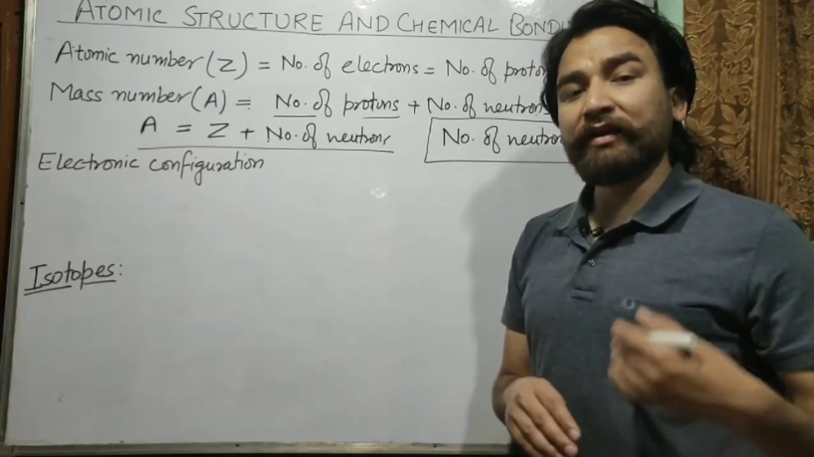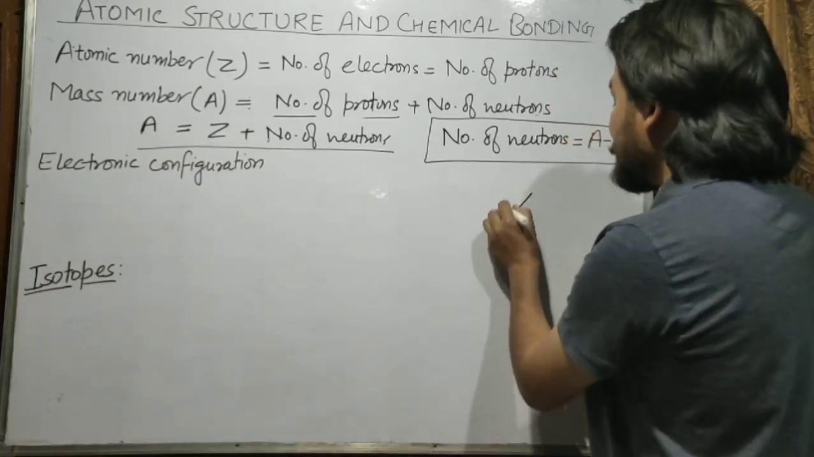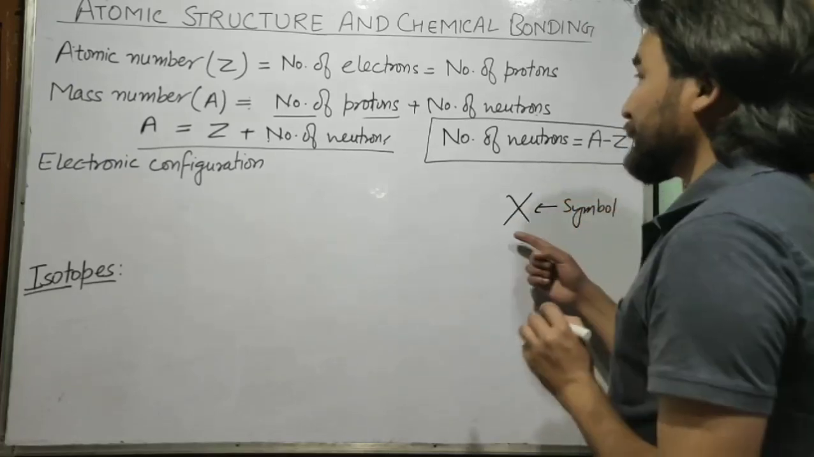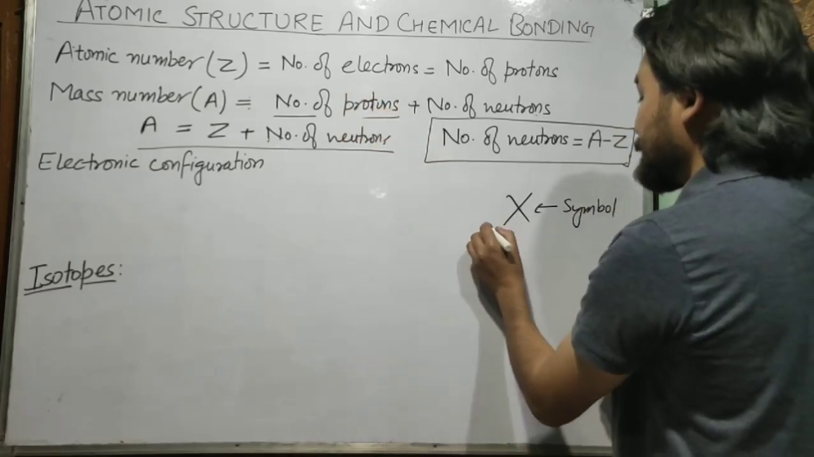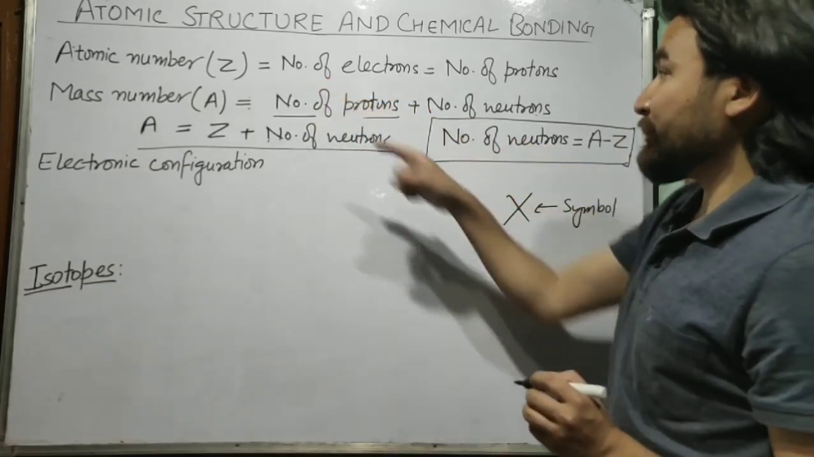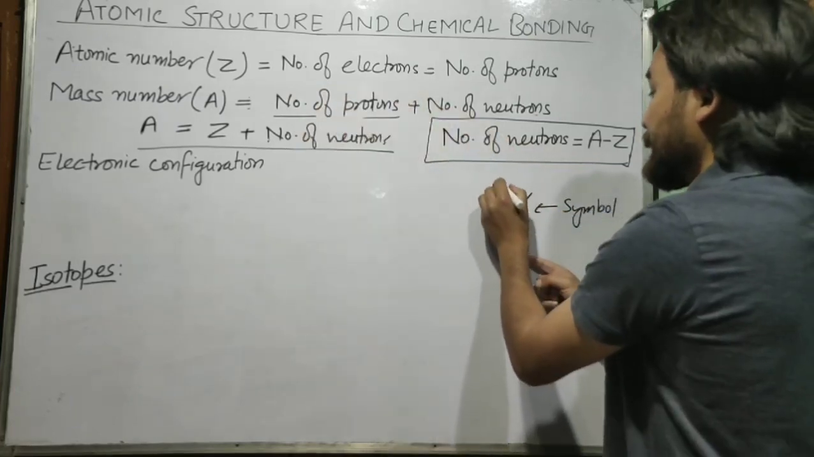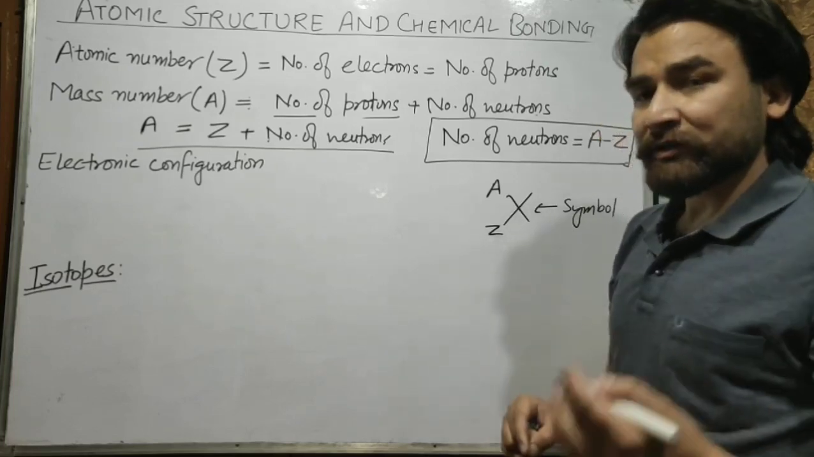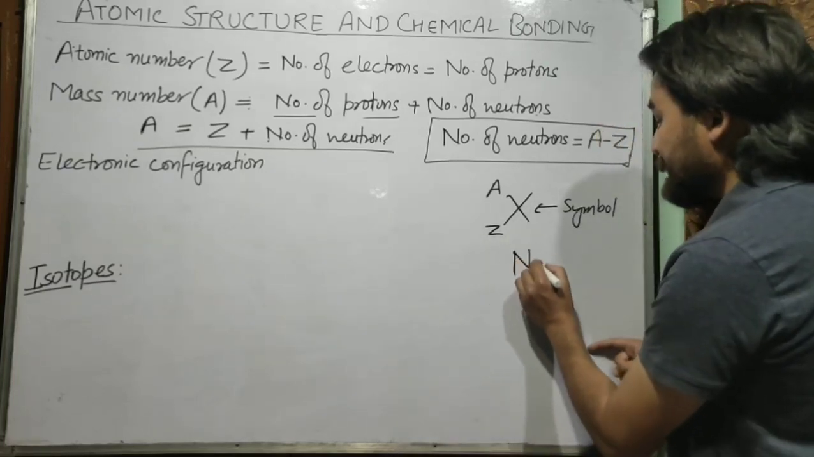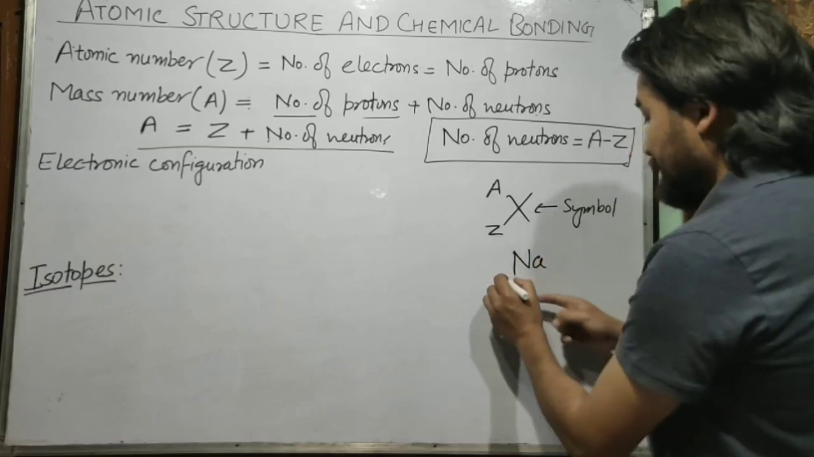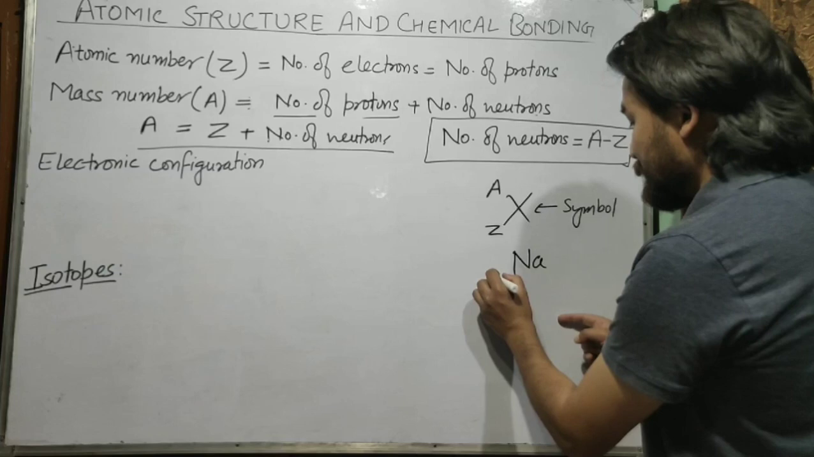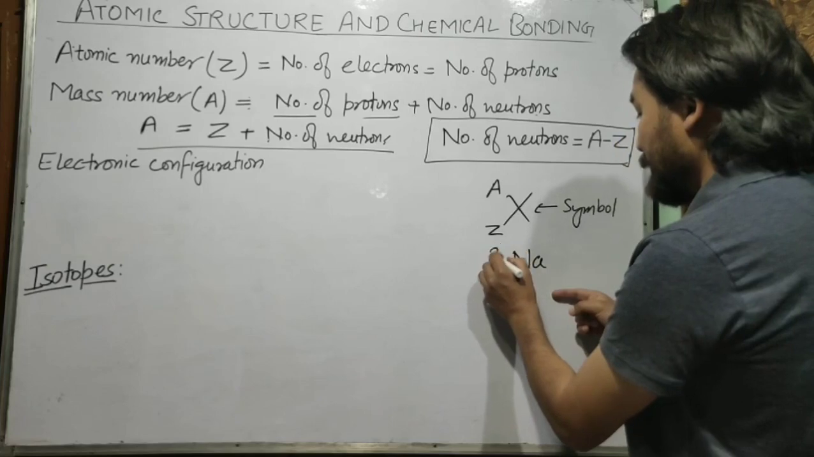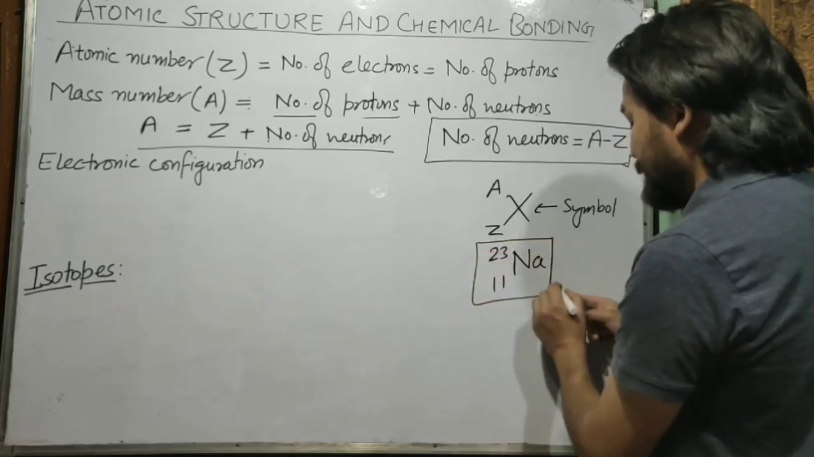Now how do we represent an element? That is represented as this. X represents the symbol of that element. Then Z represents the atomic number, and then A represents the mass number of any atom. For example, sodium atom. So if we are representing sodium atom, then the Z, atomic number of sodium, that is number of electrons or number of protons, that is 11, and the mass number of sodium, that is 23. So this is how we can represent any atom.